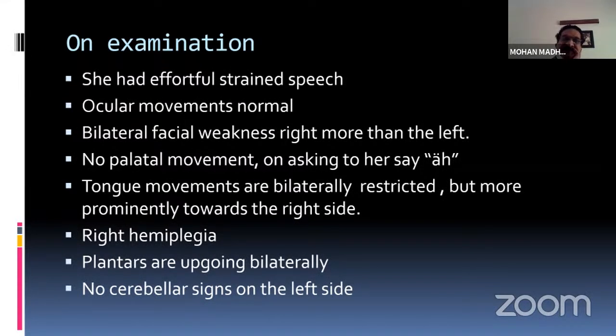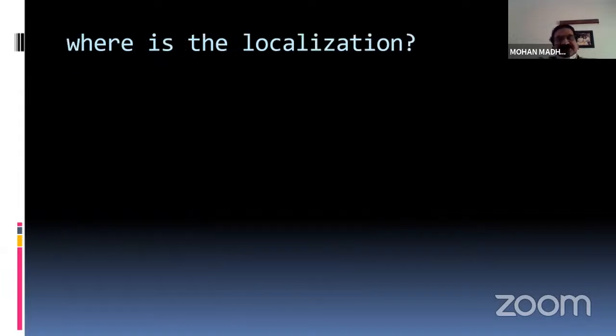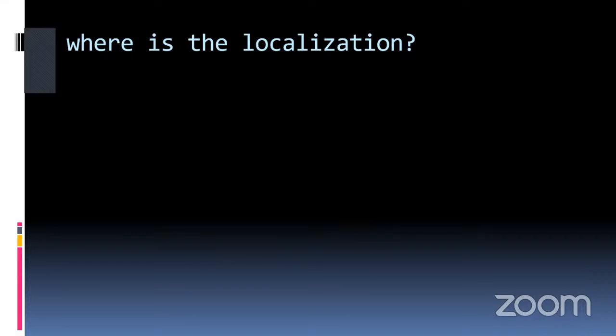So where do you think is the lesion? The jaw jerk is absent. She did not cooperate for gag testing, so I couldn't do the gag. So where is the localization? Sir, it is above pons. Above pons on the left side.